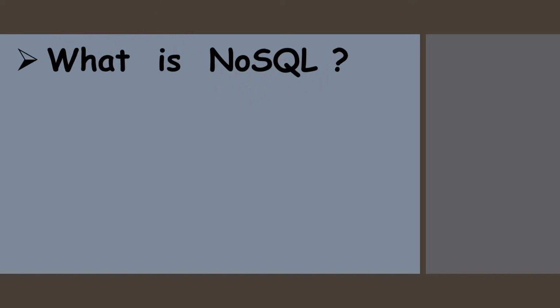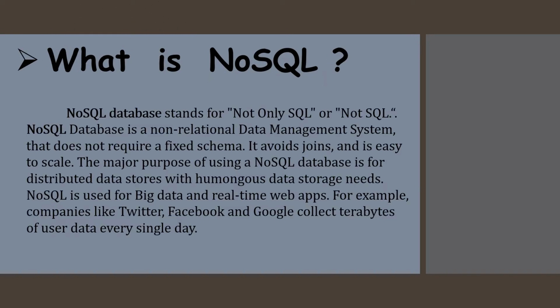What is NoSQL? NoSQL stands for not only SQL. A NoSQL database is a non-relational data management system that does not require a fixed schema. It avoids joins and is easy to scale. The major purpose of using a NoSQL database is for distributed data storage, and NoSQL is used for big data and real-time web apps. For example, companies like Twitter, Facebook, and Google collect terabytes of user data every single day.